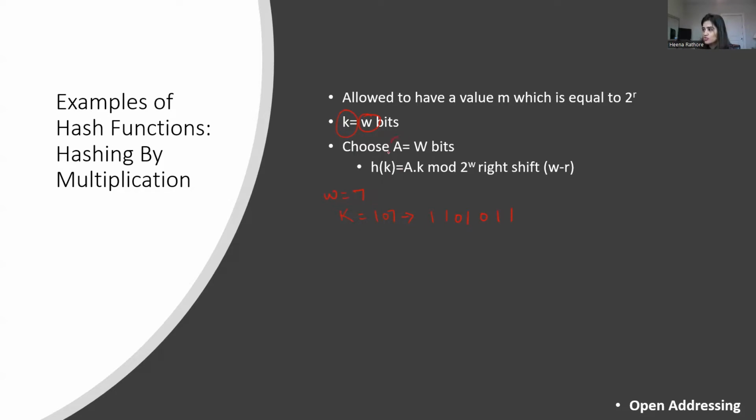Then I will also choose a random value of a. So let's suppose I choose a random value of a, which is 185. 185's binary value is 1 0 1 1 0 0 1. Okay, then I apply a multiplication operation.